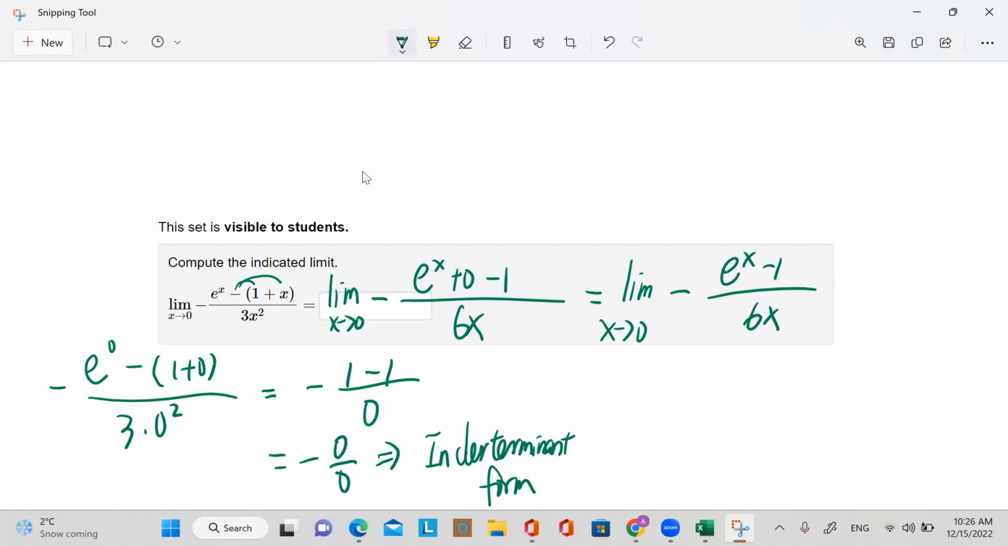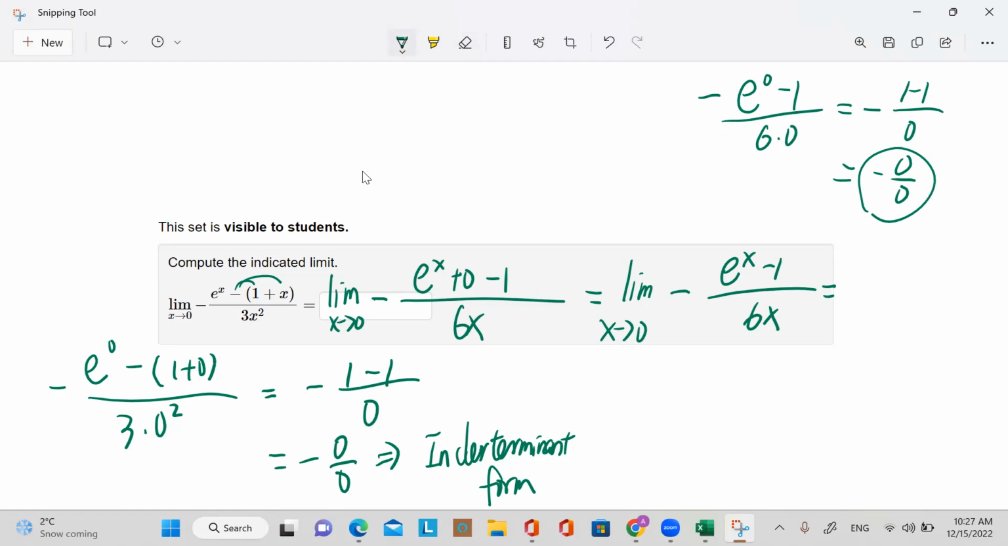Now again, not the answer yet. If you plug in 0, we get e to the 0 minus 1 over 6 times 0. So it's 1 minus 1, which is 0, over 0. Still an indeterminate form, not good yet. So one more time, we take the derivative. e to the x is e to the x. The negative 1 becomes 0, so that's gone. On the bottom, it just becomes 6.